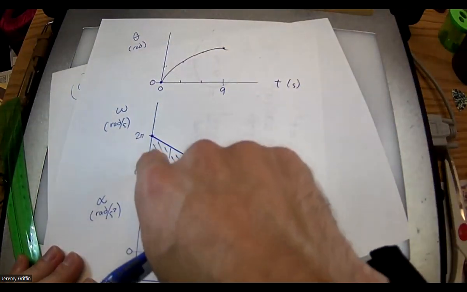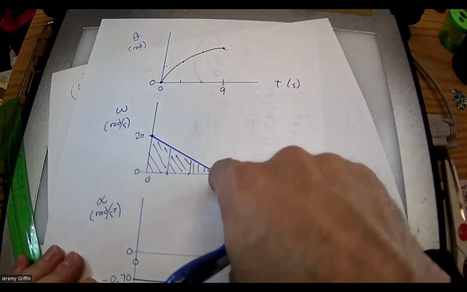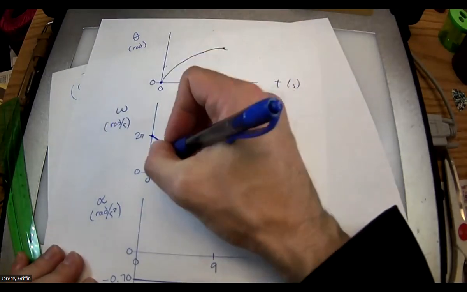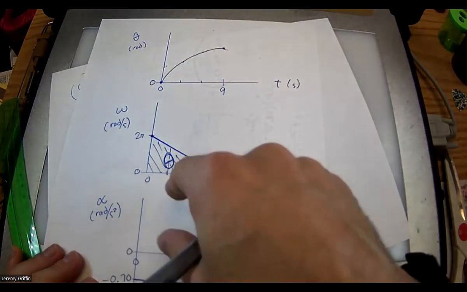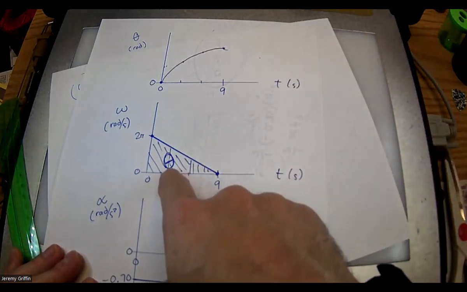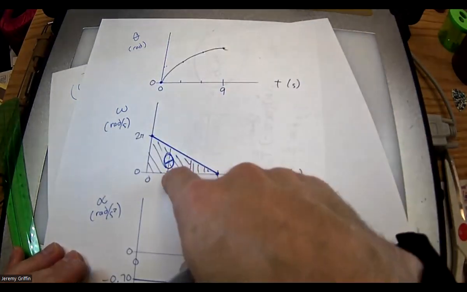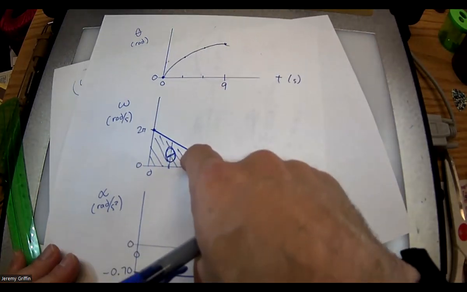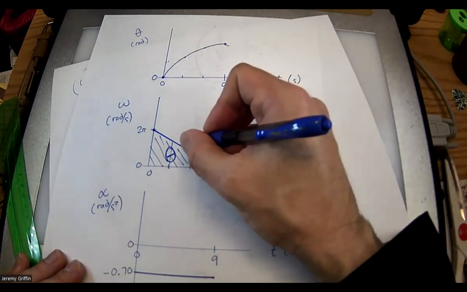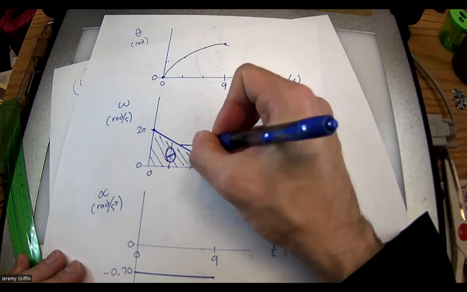So we were just saying that here, I was hatching in this area underneath omega versus t, and we said that must be theta, right? Like how far, really, it's like the change in theta, the acquired angular displacement. But if you started at 0, then it just tells you what theta is. There's another property of this graph that also represents something. How about the slope of this graph? What does the slope of omega versus time tell you?